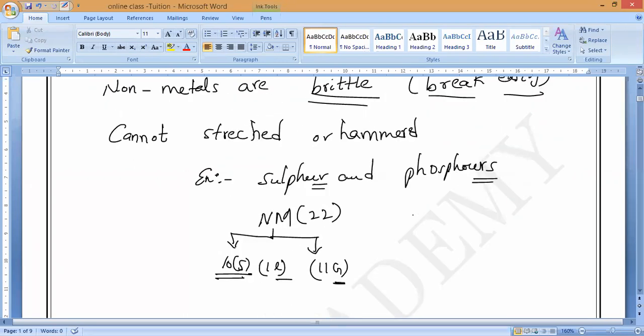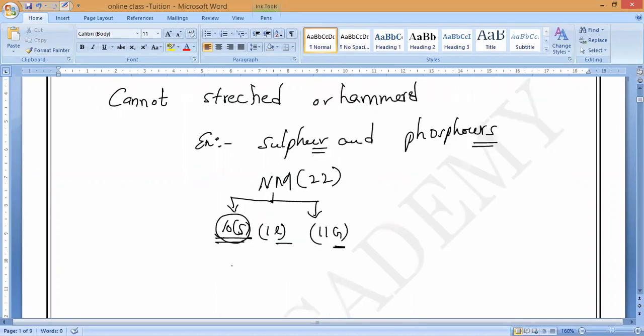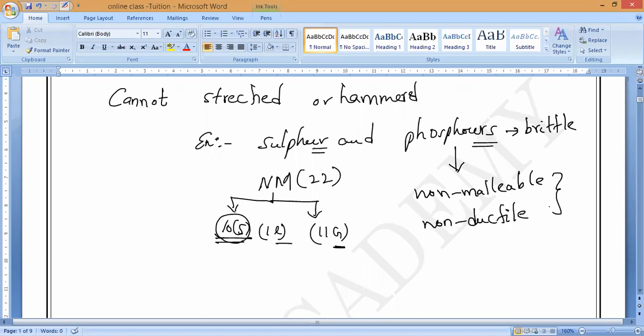Why am I taking only solid non-metals when I say non-metals are brittle in nature? I am taking here 2 non-metals called, what is that, guys? Sulfur and phosphorus. Understand? They are non-malleable and non-ductile, so they are brittle in nature. Do you understand, guys? That is what you have to understand.